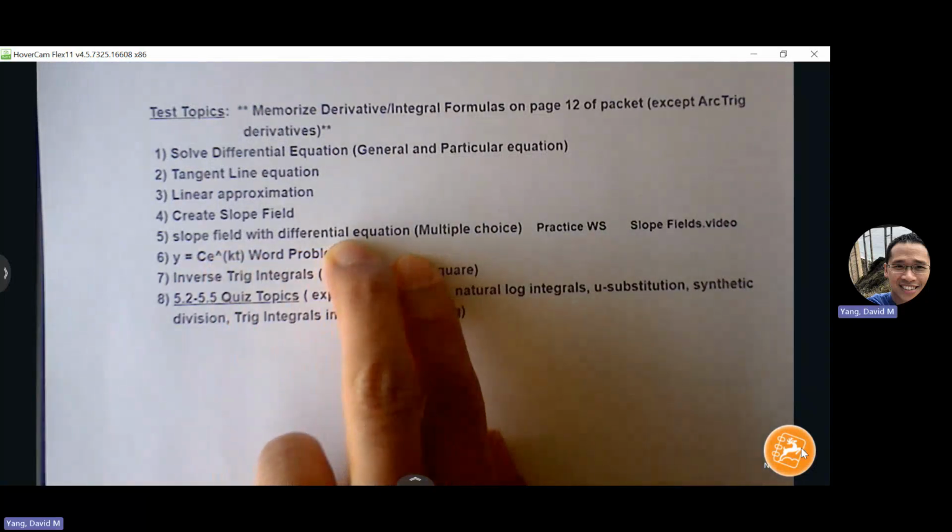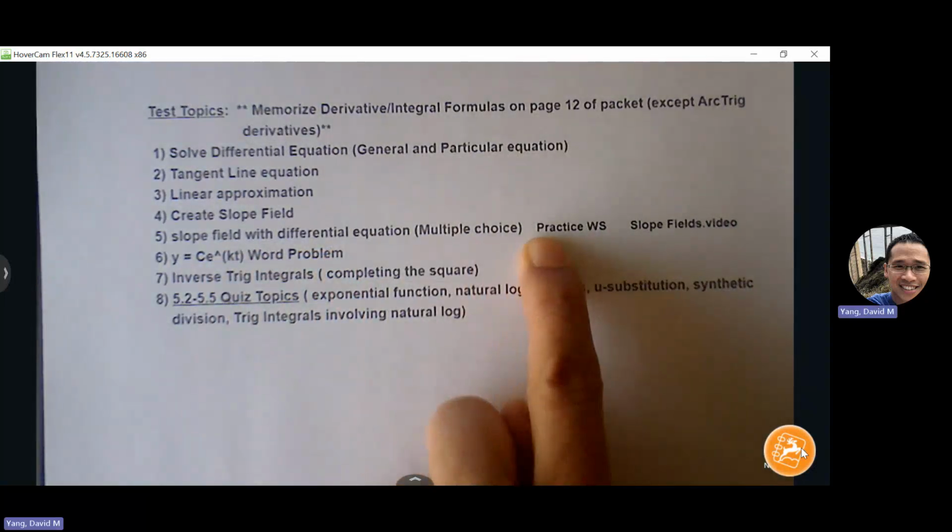Slope field with differential equation, multiple choice. We'll practice some of that today. That was the page 11 through 14 that you guys did for homework one day, where you had to match the differential equation with the slope field.